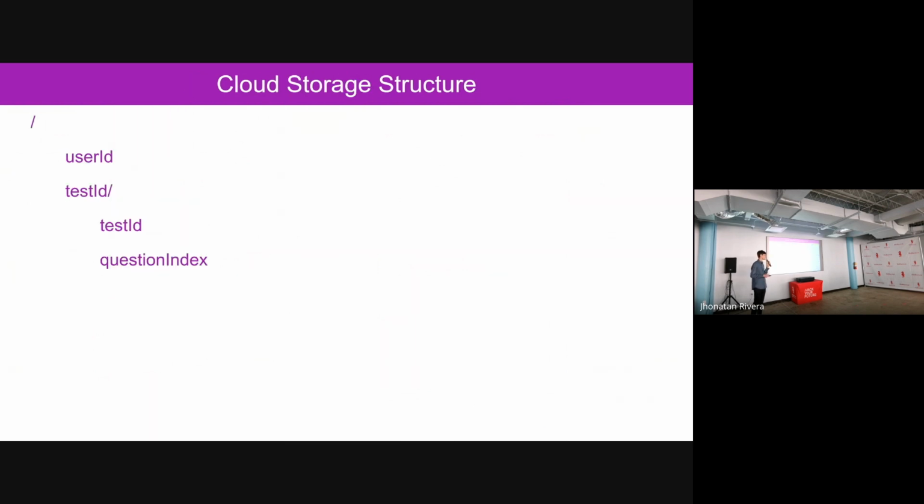And for the images, each user profile's image is stored as its ID, and each test's image also. And for each test's question image, it's just the number of the question, starting from 0.